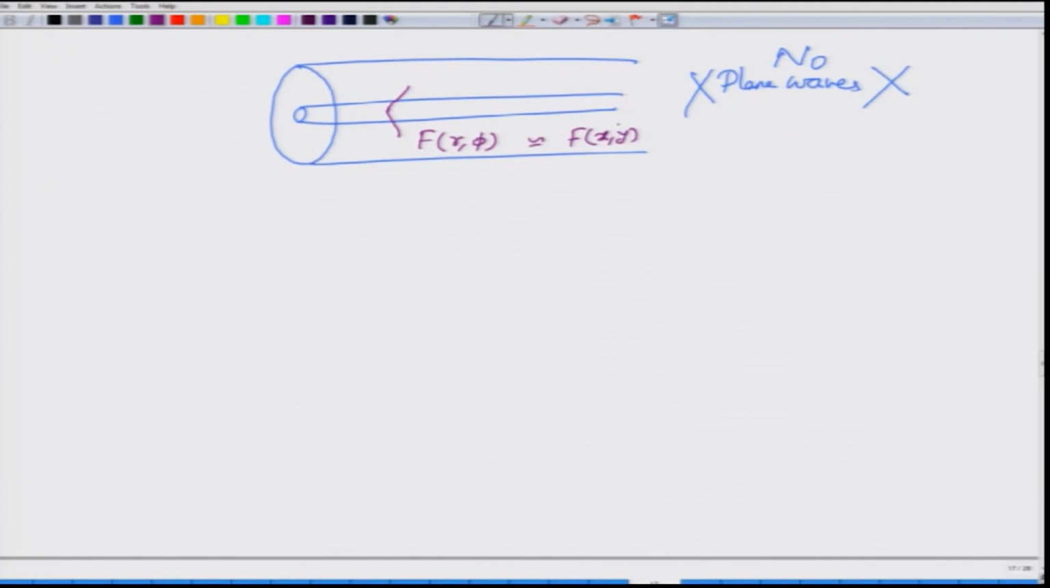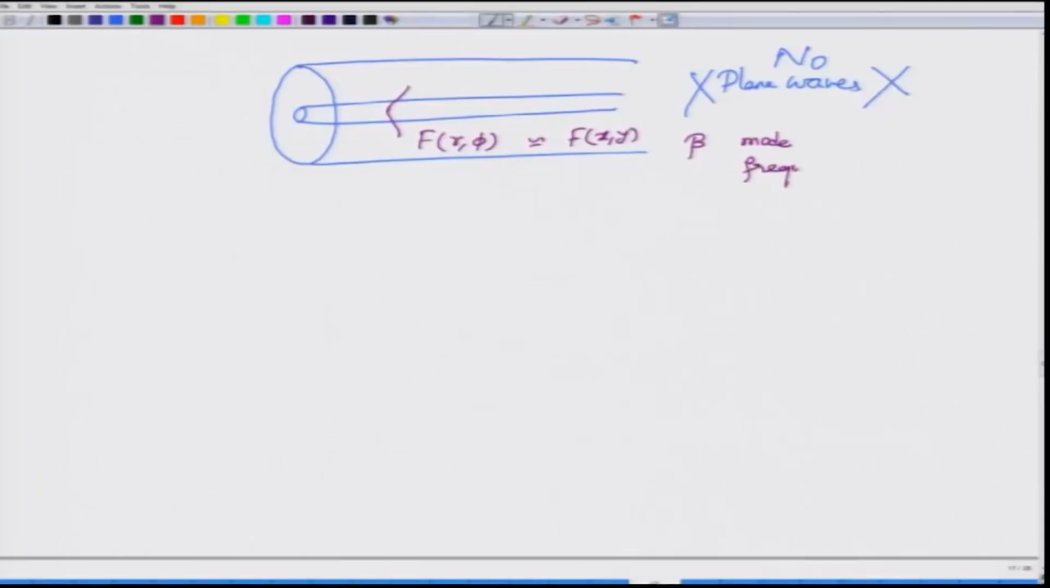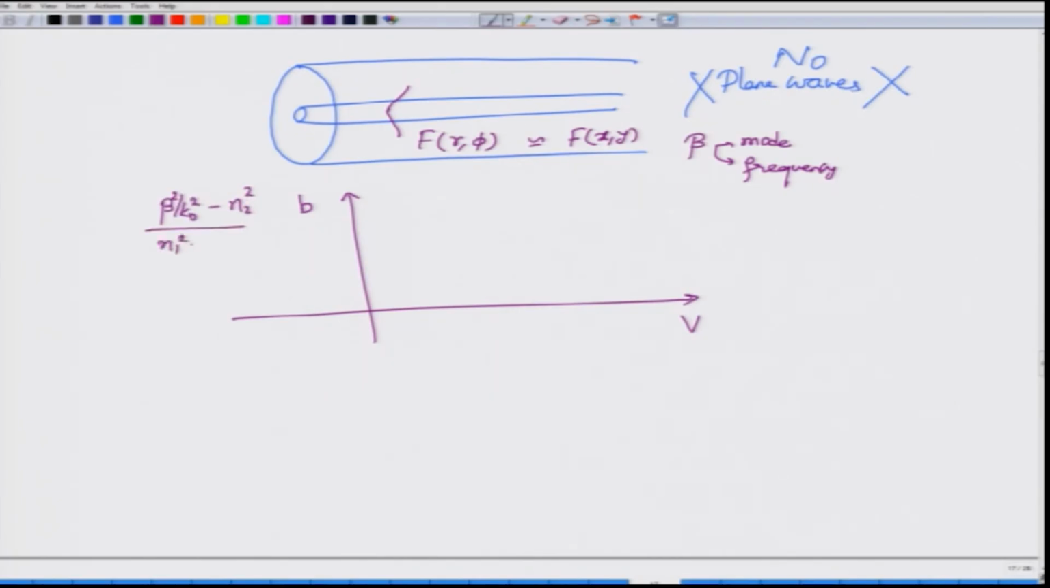And we have also seen, or if you have not seen it already you will see it soon, that the propagation constant beta actually depends on what mode the light is propagating in and what is the frequency at which it is propagating. Where have you seen this? Well, you have seen this when you have plotted these so called B versus V curves, and if you have not seen this earlier, you can see it now, where we define B as beta square by k0 square minus n2 square, divided by n1 square minus n2 square.